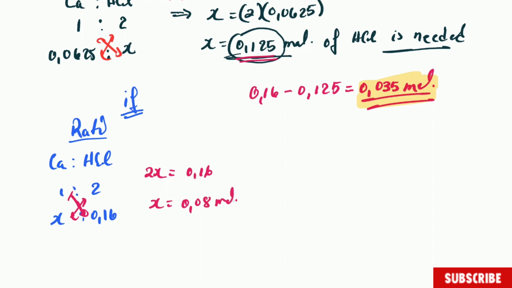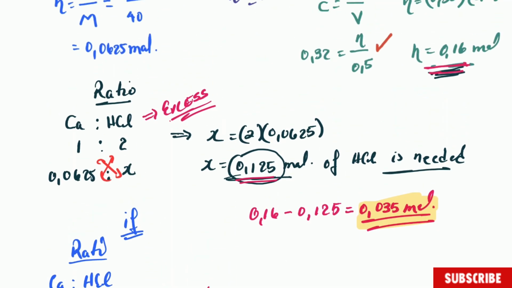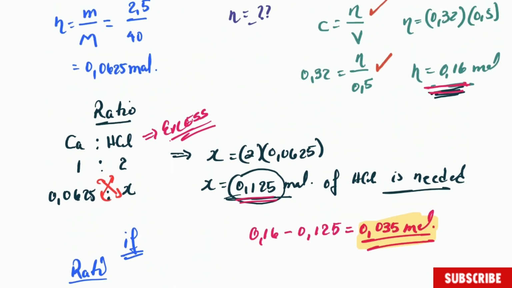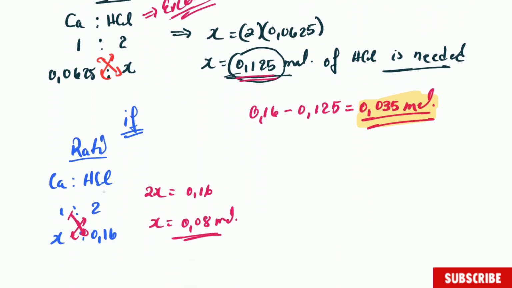X is equal to 0.08 mole. So we go here and we ask the question: we need 0.08 mole of calcium. How much do we have? We have 0.06. So we have less than what we need. If you use this method, in actual fact, what you identify is the limiting reagent, which is not the hydrochloric acid.